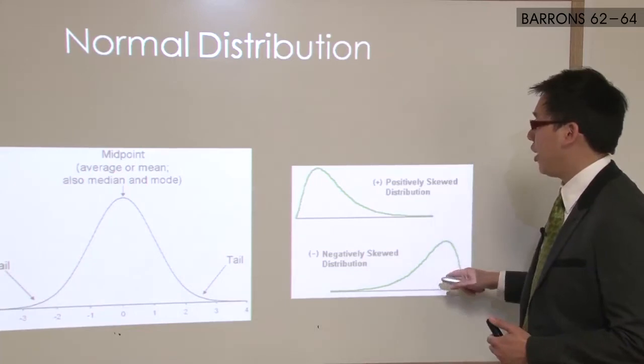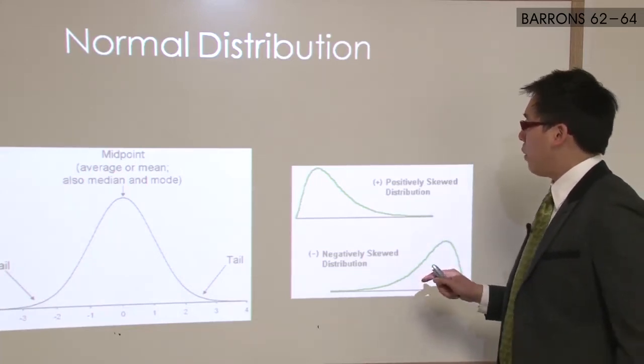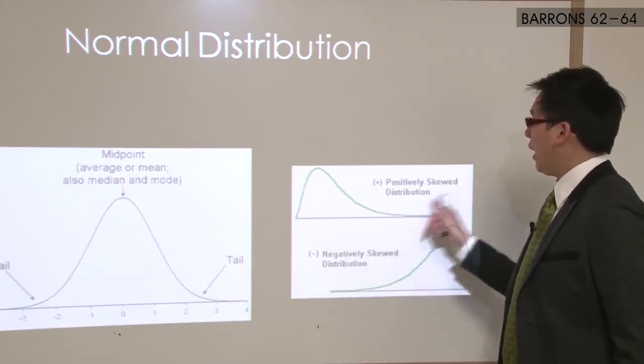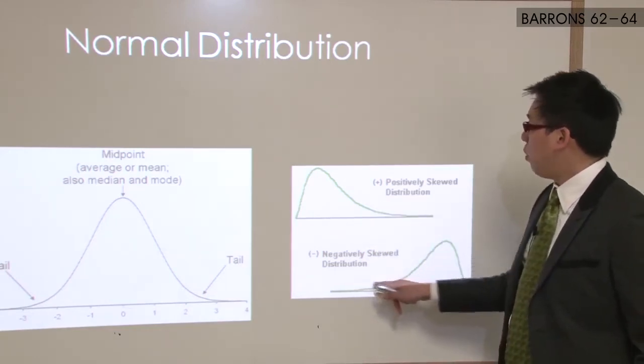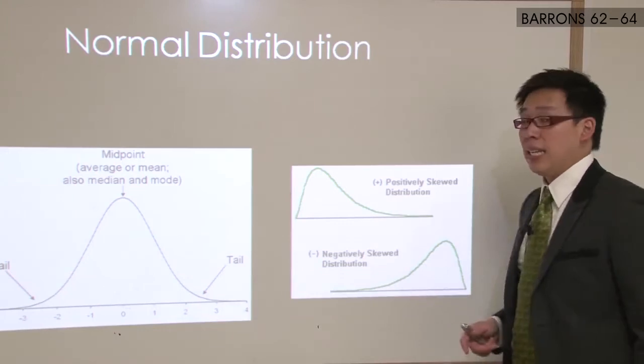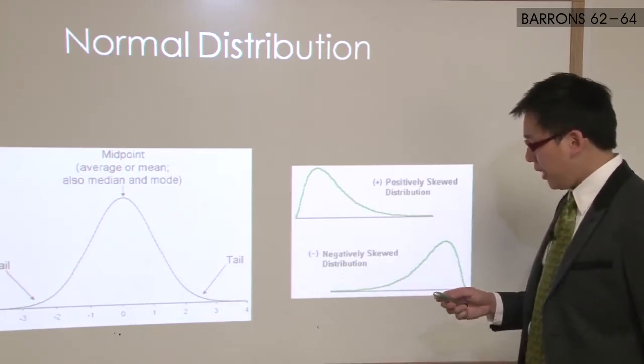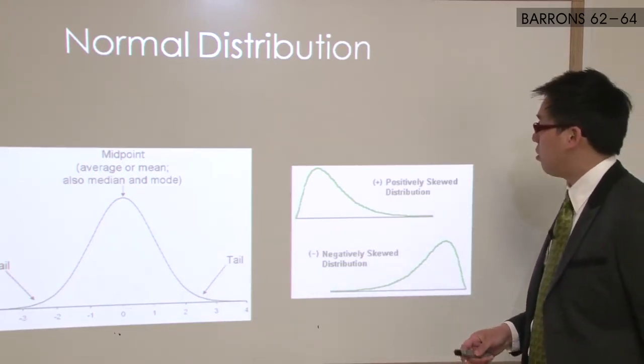You can see that the naming is tricky. But one way I would advise you to remember this is that if the tail is pointing to the positive side, it's a positively skewed distribution. If the tail is pointing at the negative side towards 0, that's a negatively skewed distribution. That's a quick and easy way to memorize these distributions.